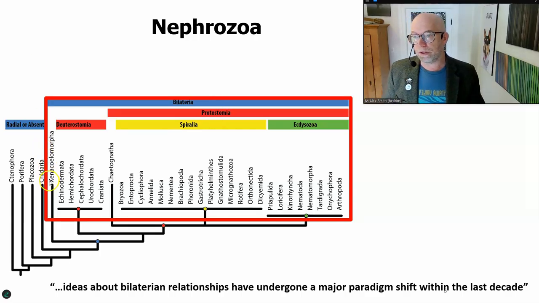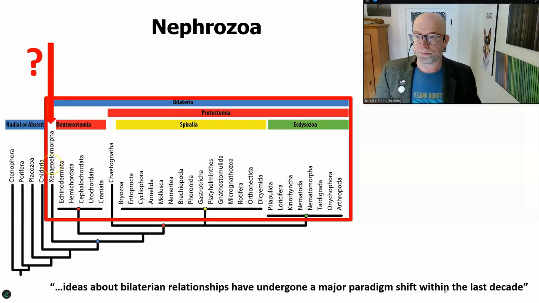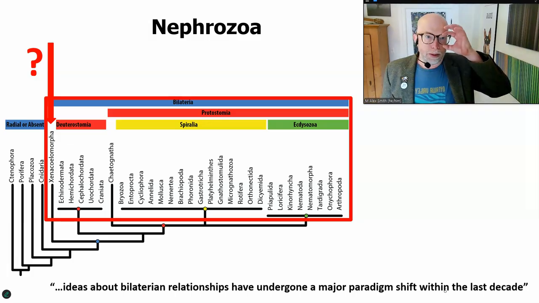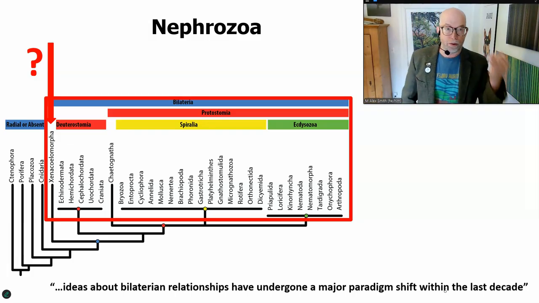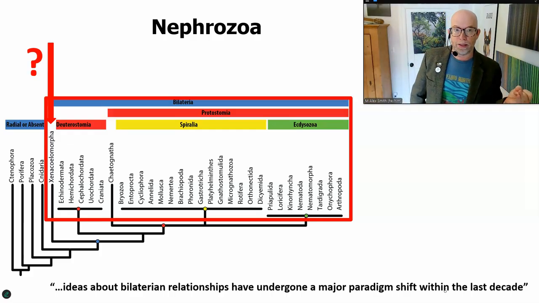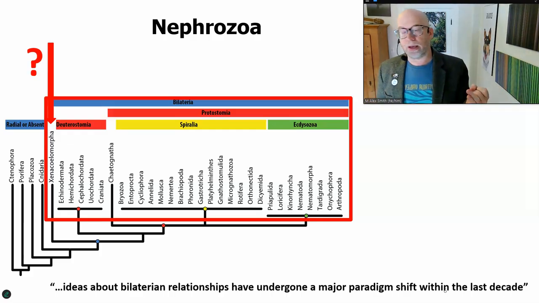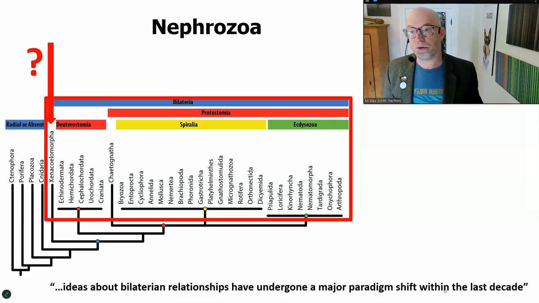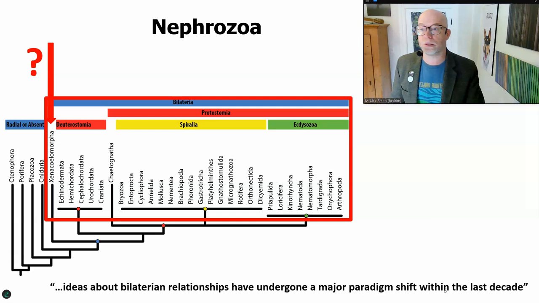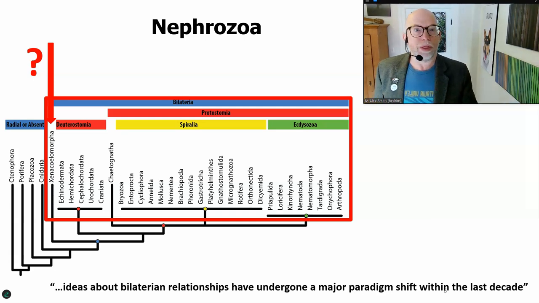Now, that leaves this clade here, the Xenacoelomorpha. And that's essentially the question that we're going to talk about today: how our thinking has changed about where the Xenacoelomorpha sit. What are they? Where do they sit within the Bilateria? Are they a sister to all the other groups that we just talked about, the deuterostomes, the spiralians, and the ecdysozoans? Or are they a member of one of those three clades?